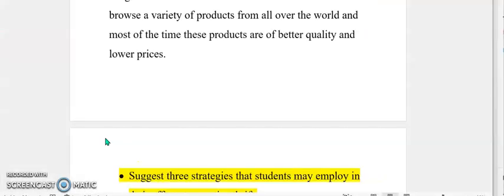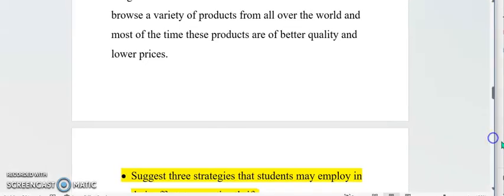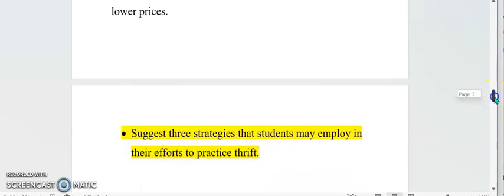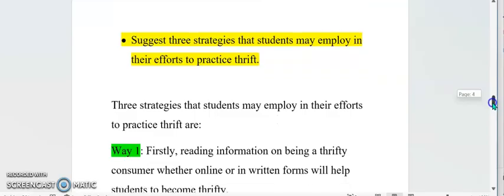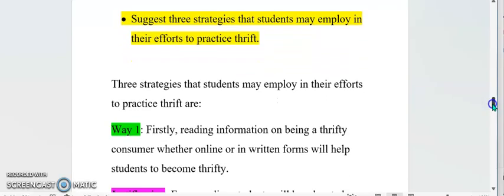We are asked to suggest three strategies that students may employ in their efforts to practice thrift. So what can students do to help them to practice or to become a thrifty consumer?